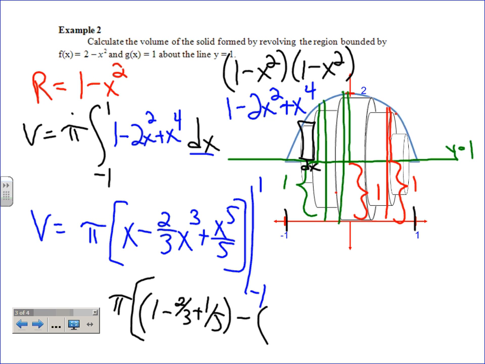And that's kind of my notation here. So put -1 in, which is -1. Now you take -1 to the third. That's negative, but then it's times another negative. So it's positive 2/3. Then you take -1 to the fifth, which is negative, so it's -1/5.